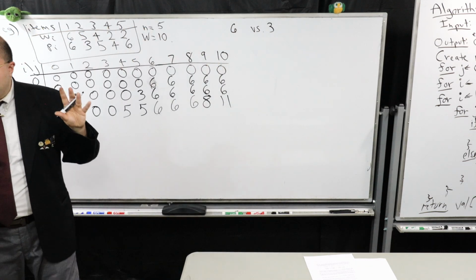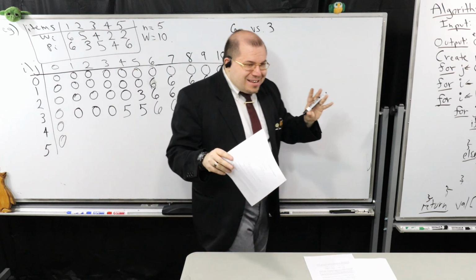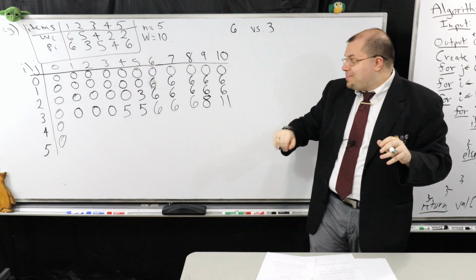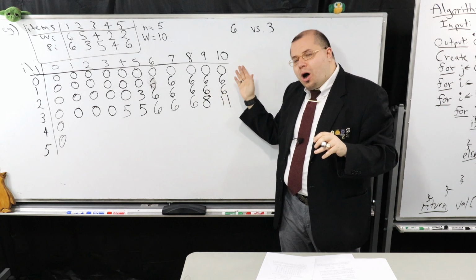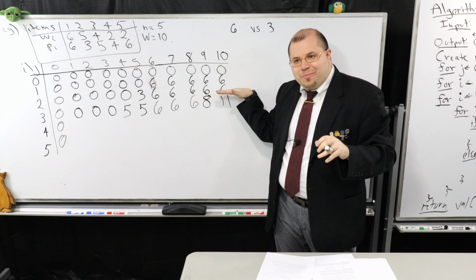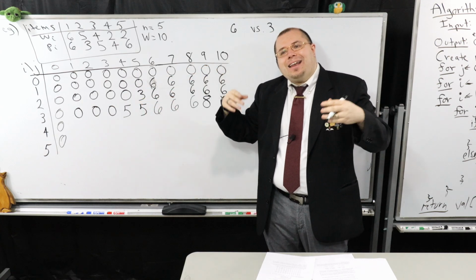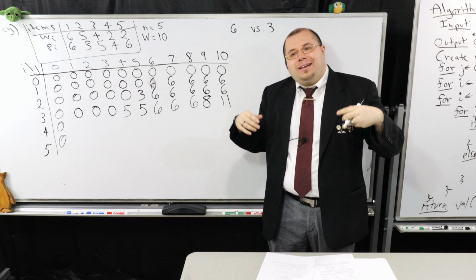So are there any questions so far? All I need to do is consider 2 cases. That's it. I look at the one directly above me, or I look in the column of the row directly above me. I look at that number, and I add the profit of my item. And I see which one's bigger.